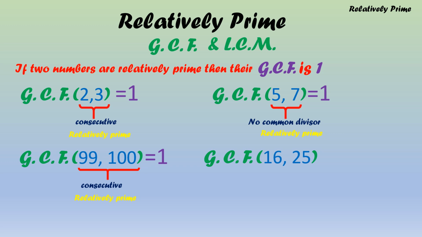The greatest common factor of 16 and 25 is also equal to 1 since they have no common divisor, so they are relatively prime. As a result, the greatest common factor of relatively prime numbers is equal to 1.